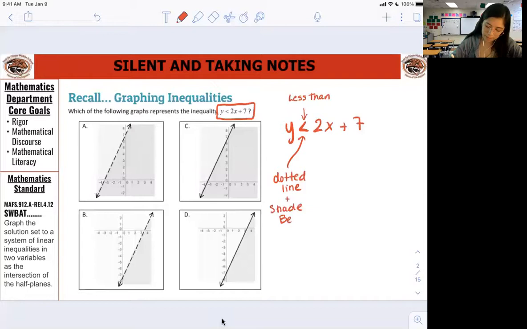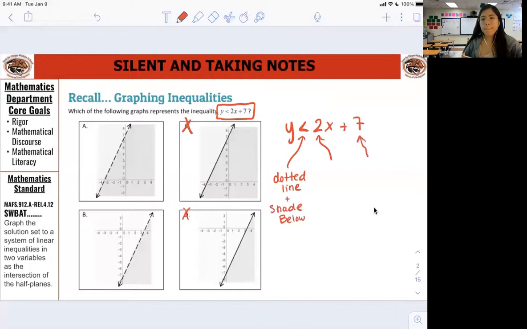below the line. So that already tells me a lot of information, and I can already even eliminate two answer choices. Can anyone tell me which answer choices I can already get rid of? C and D. C and D are out, because C and D have a solid line, and we know it's supposed to be a dotted line. Okay, well, we're going to need to use a little bit more information, but we can get that from our numbers. The 2 tells me something, and the 7 tells me something.